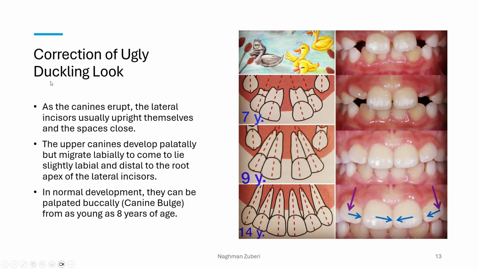Correction of ugly duckling look. As the canines erupt, the lateral incisors usually upright themselves and the spaces close. The upper canines develop palatally but migrate labially to come to lie slightly labial and distal to the root apex of the lateral incisors. In normal development, they can be palpated buccally. We call it labial canine bulge, from as young as 8 years of age.